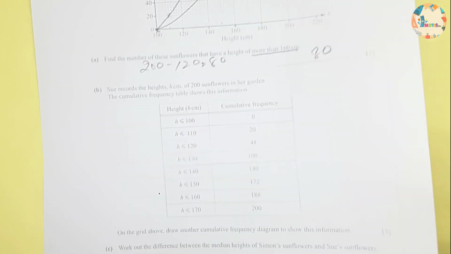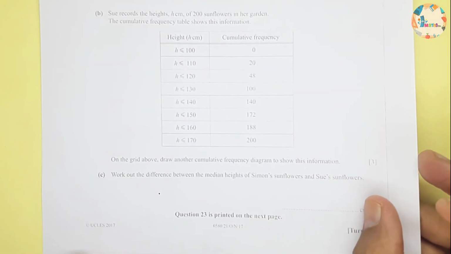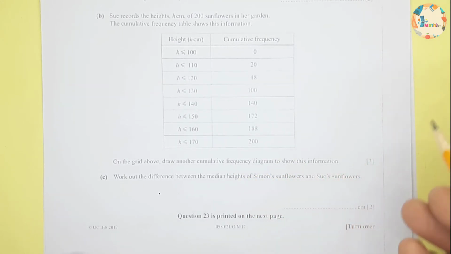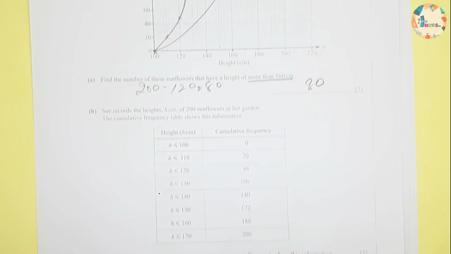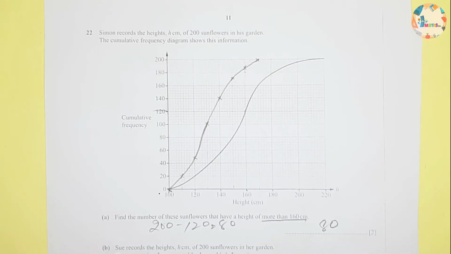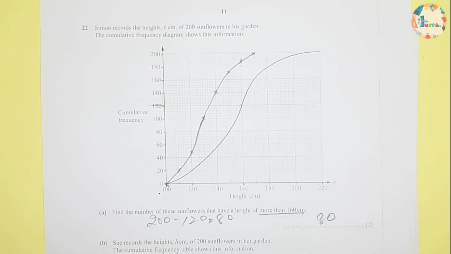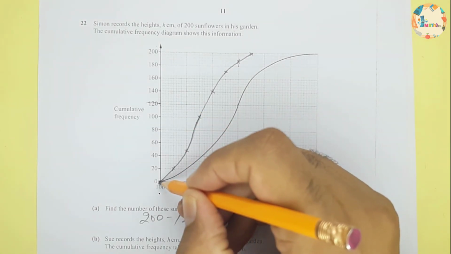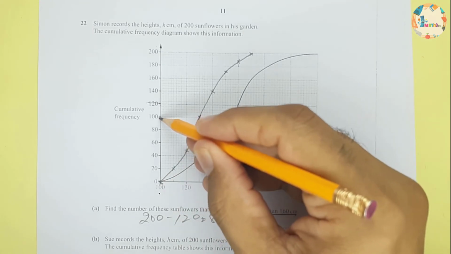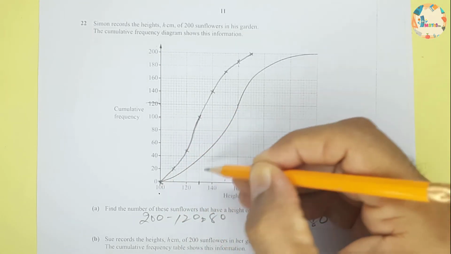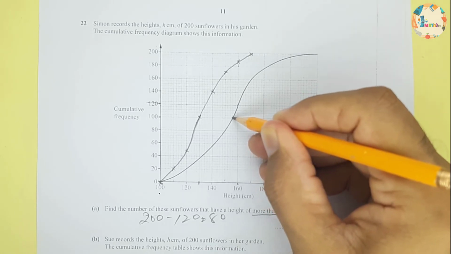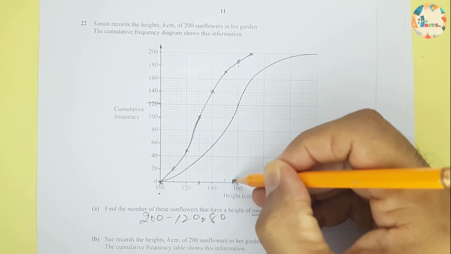On the grid above, draw another cumulative frequency diagram to show this information. Work out the difference between the median heights of Simon's sunflowers and Sue's sunflowers. So we have to check the difference between the median heights. For that, we'll check the median values. The median will be at 100 for this one, and for this one at this point. So we can check the difference between these two points.